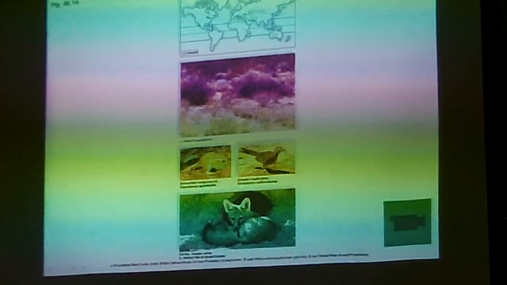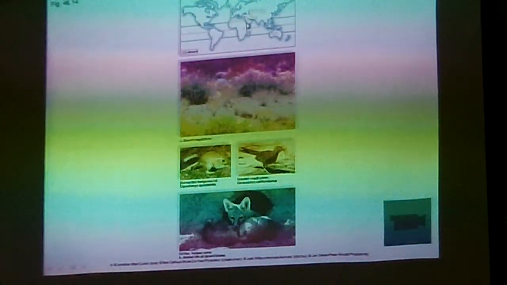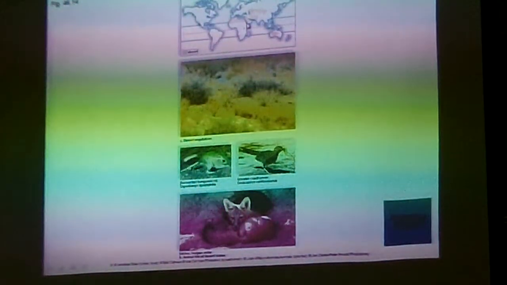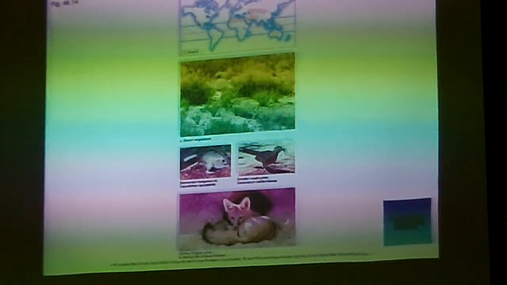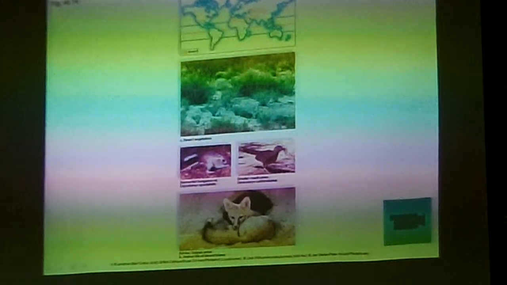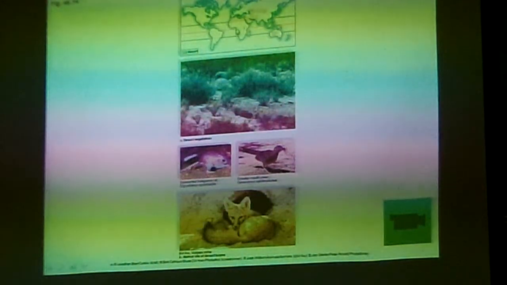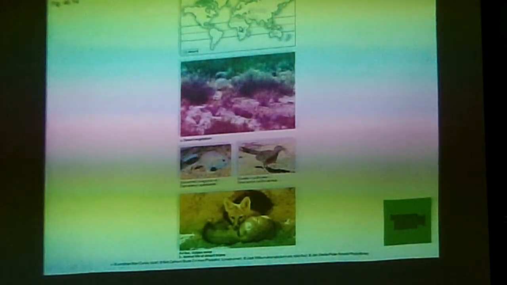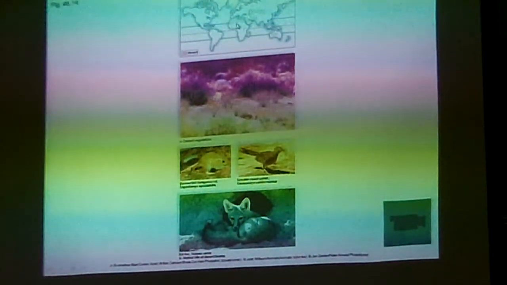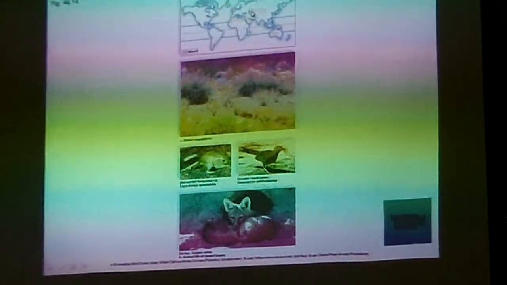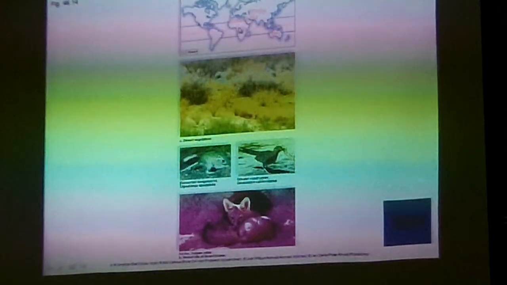The desert is the area with the least rainfall. I think they say if it's less than 25 centimeters of rainfall a year, it's scientifically known as a desert. That's about 10 inches of rain in a year, which is not very much.